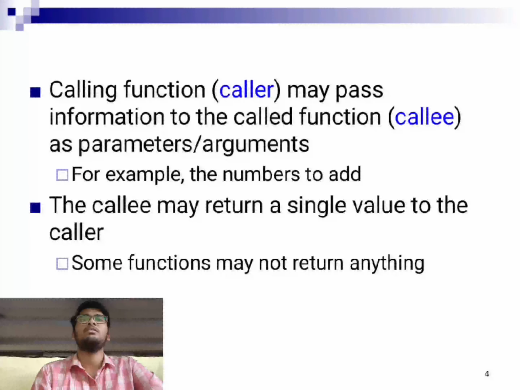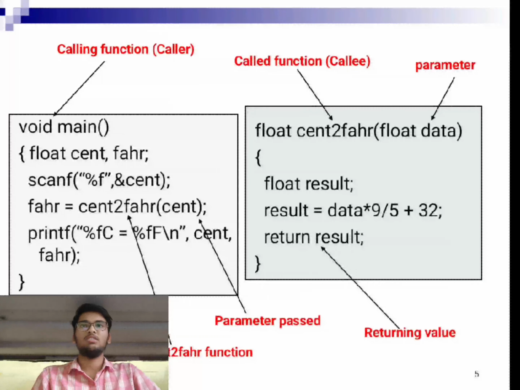Here, the calling function may pass information to the called function as parameters or arguments. We can call them parameters or arguments. For example, the numbers to add. Let us see an example for a calling function.